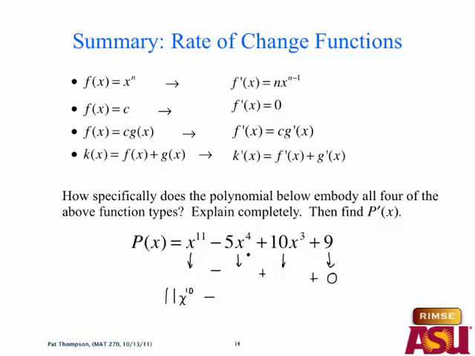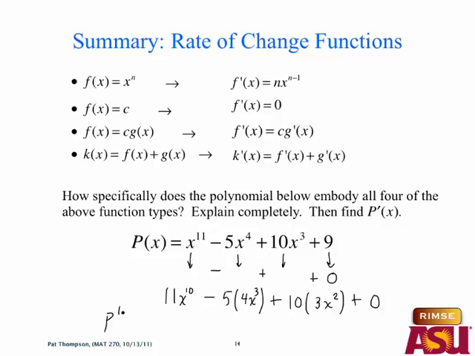Minus, which rule, 1, 2, 3, or 4, applies to this? 3. It's a constant times a function. And rule 3 says, hold on to the constant and take the rate of change. So it's going to be 5 times the rate of change of x to the 4th. Now we apply rule 1. 4x cubed. Plus, 1, 2, 3, or 4? 3 is the rule that applies here. 10 times, now rule 1. And this was rule 2, it's just a constant.